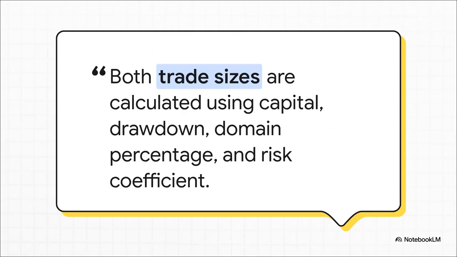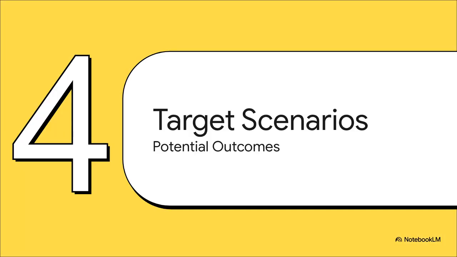And this is a really crucial point. That number isn't just pulled out of thin air. As the documentation states, both trade sizes are calculated using the hypothetical capital, the investor's maximum allowed drawdown, the third triangle domain percentage, the risk coefficient, and the contract size. It's all interconnected.